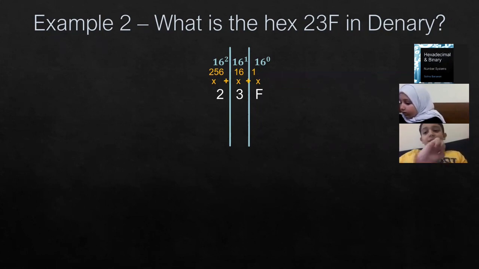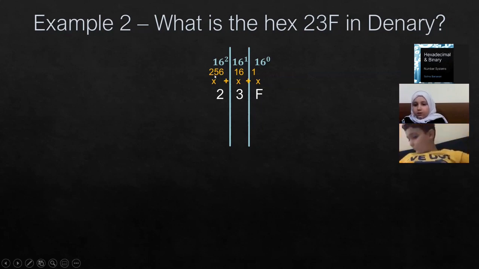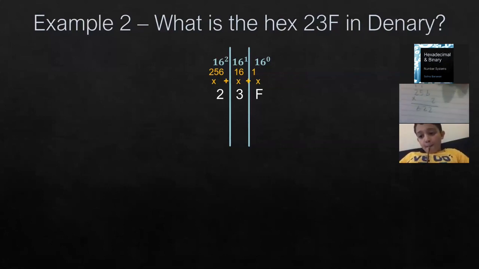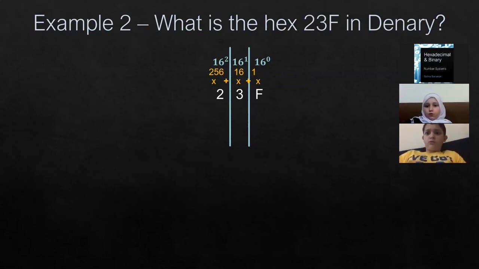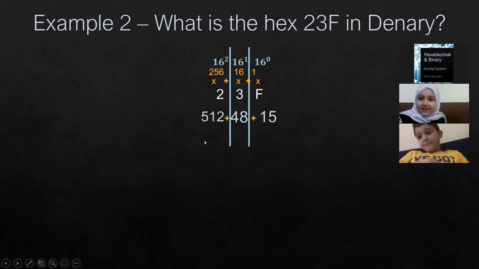So what's the biggest number? 256 is like 250 times 2. What's 250 times 2, Arwa? Think about it. 250 times 2. Oh, that's 50, and 50. No, 250 times 2 is 500, I meant 500. And what's 6 times 2? 6 times 2 is 12, so it's 512. Fantastic. So we have 15 plus 48 plus 512.